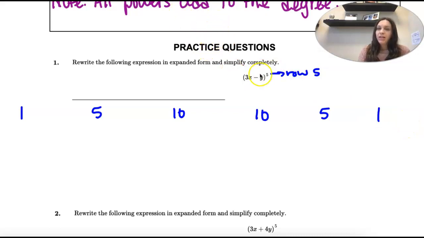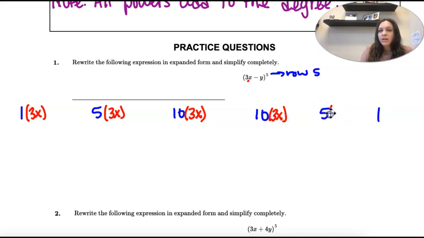That's okay. And then we're going to take our first term, 3x, and write that next to all of them. And we're going to start with the highest power and go down. So this will be 3x to the 5th, 3x to the 4th, 3, 2, 1, 0. Then we take our second term, negative y, and we're going to write that next to all of these.